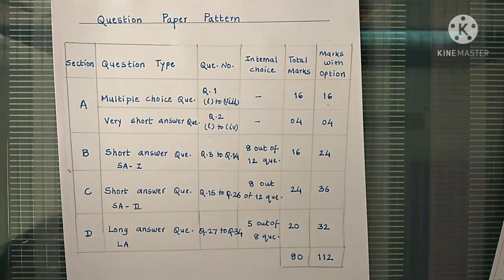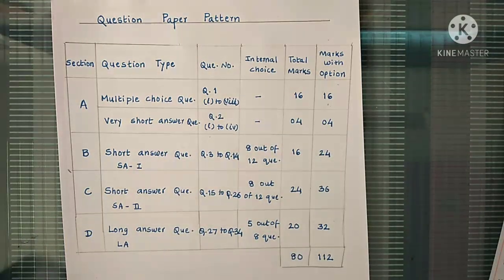Section B has short answer questions. A total of 12 questions will be given, and out of those 12 questions you have to answer 8. Each question carries 2 marks, so the total marks is 16. As 12 questions are asked, the marks with option is 24. But we have to answer 8 questions, so those are the compulsory ones, which carry 16 marks.